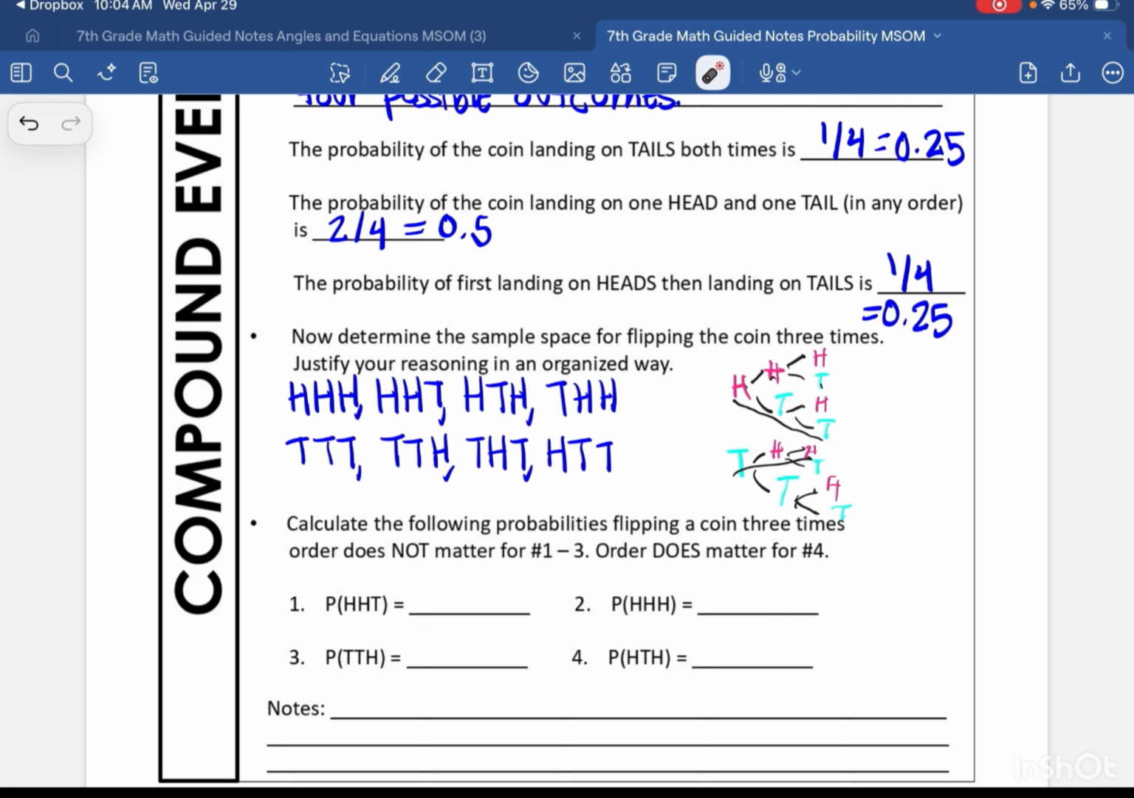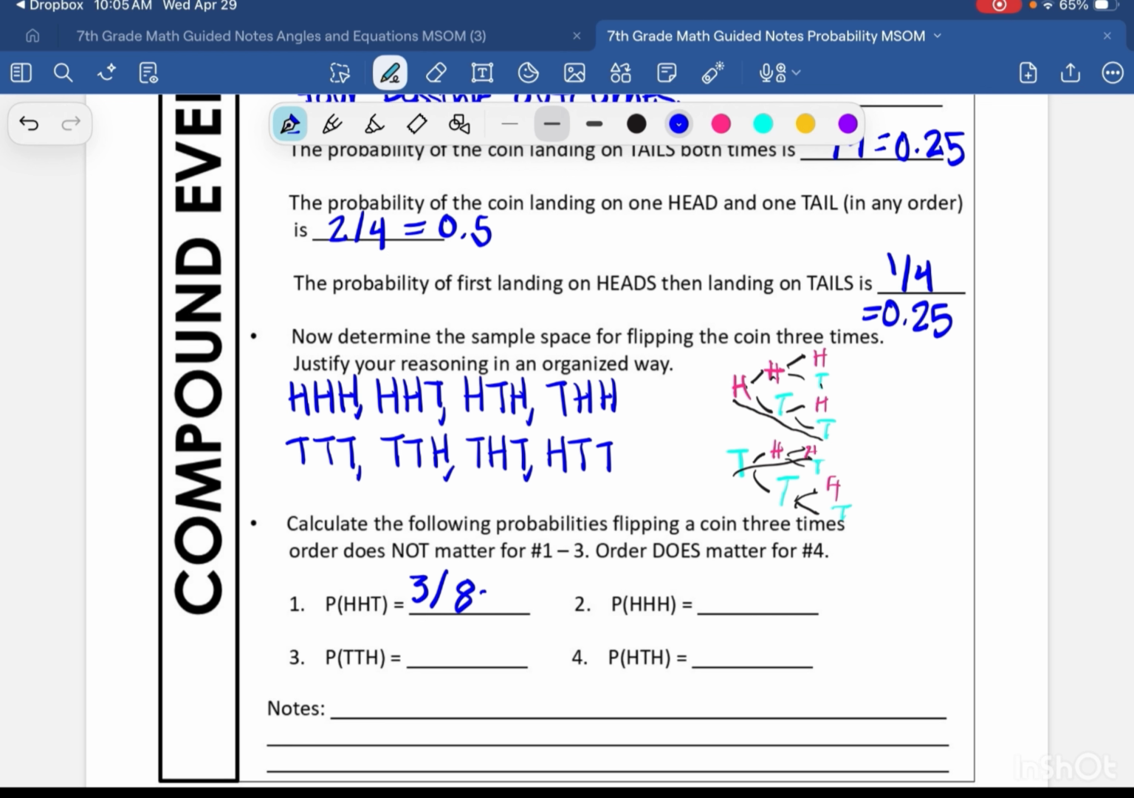Calculate the following probabilities flipping a coin 3 times. Order does not matter for numbers 1, 2, or 3. Order does matter for number 4. So the question's asking me on number 1, the probability of getting a heads, heads, and tails. Remember, order does not matter. So that means just any 2 heads and 1 tail. So here's 2 heads here, 2 heads here, and 2 heads here. So that is 3 different ways I can get 2 heads and 1 tail out of my total sample space, which if I count them is 8. And I can reduce that to a decimal as well.